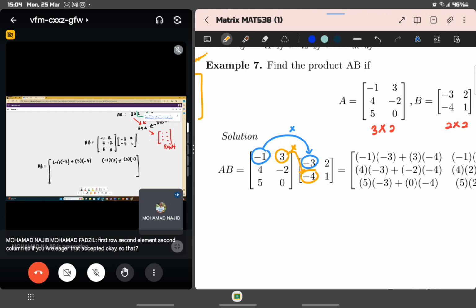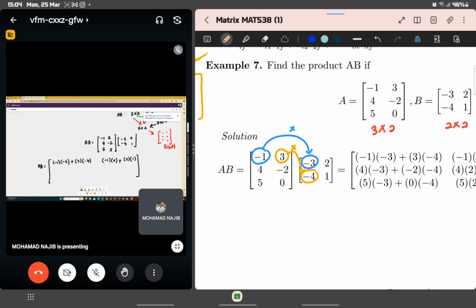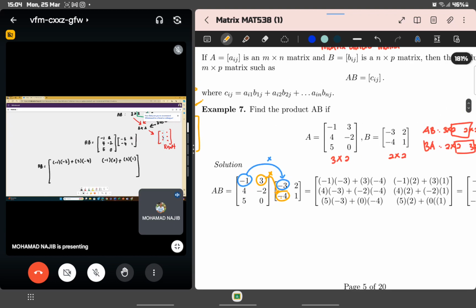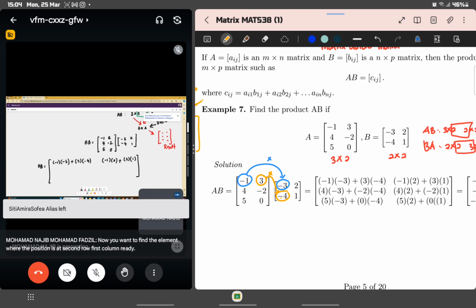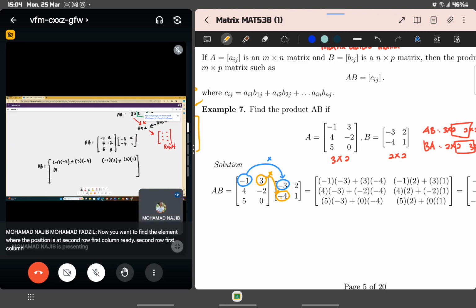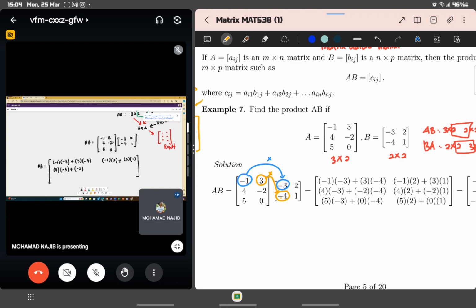Okay, now help me with the next row. Now we want to find the element where the position is at second row, first column. So here, what do I write? Second row, first column. Second row, first element is 4. First column, element is -3. Add. Second row, second element is -2. It is in the second column, right? The position is first row, second column. Okay? 4 times -3. Then -2 times? -4.